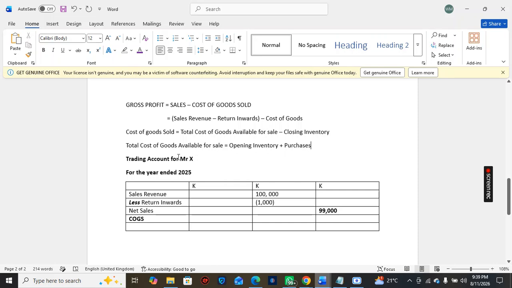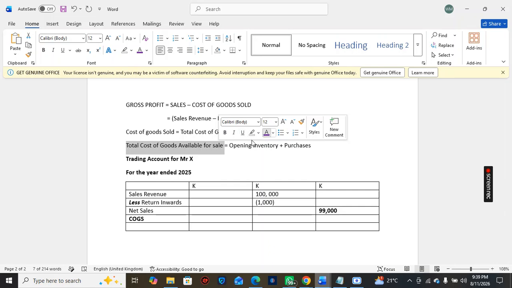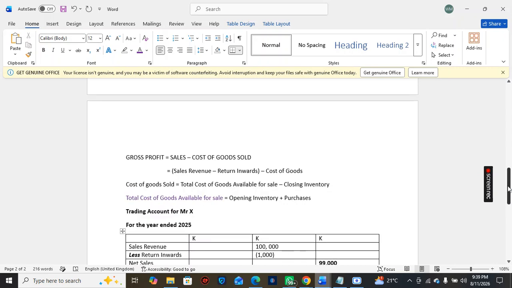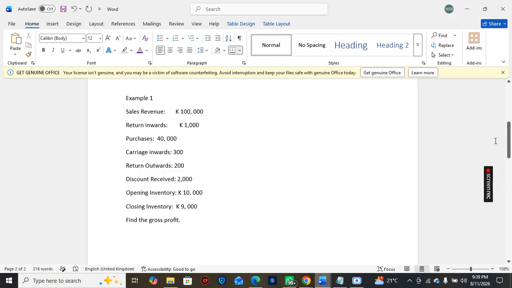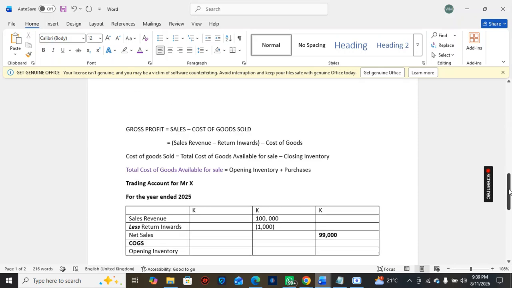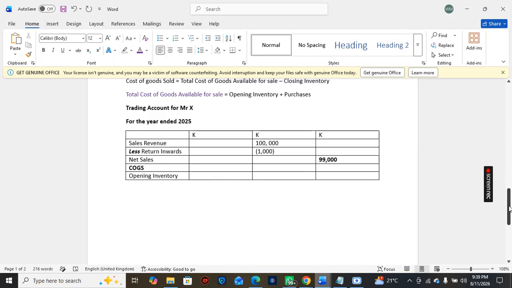Here, colleagues, remember, I'm first tabulating this total cost of goods available for sale. So you put your opening inventory. This is the value of the cement you started with at the beginning of the year. At the beginning of the year, you had cement with opening inventory 10,000. In your container, you had cement worth 10,000. That's the cost of the cement, 10,000.